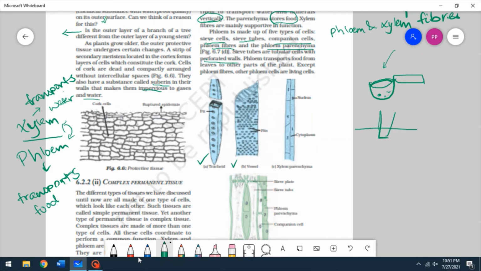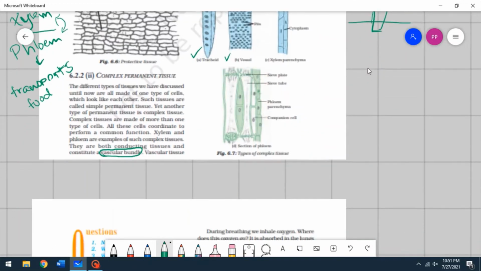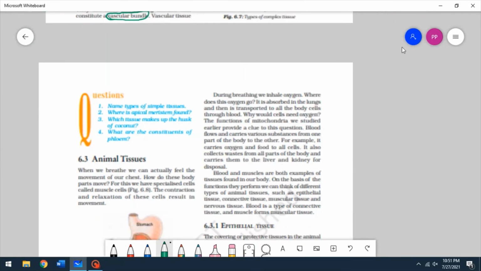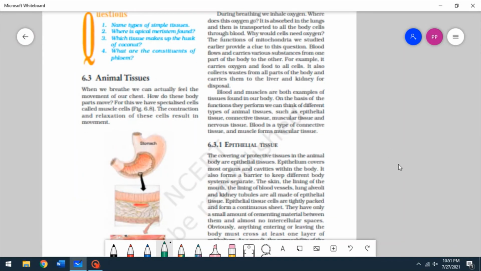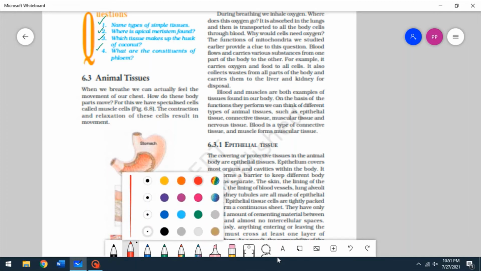I apologize for that. So phloem transports food from leaves to other parts of the plant, and except phloem fibers, other phloem cells are all living cells. So sieve tubes, sieve cells, companion cells, and parenchyma, they're all living, and sclerenchyma is the only dead cell. Alright, so there are 4 questions here. Again, I need you to try them on your own. If you didn't understand, or if you're not able to answer one of those, you may go back and listen to the explanation of that part. Alright, so animal tissues.